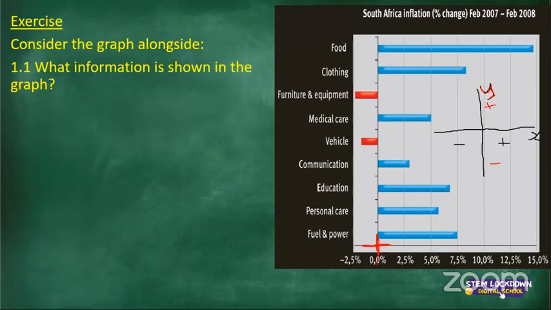Then now, what information is shown in the graph? Please type your answers in the chat box or raise your hand. What information is presented to us in this graph here? What can you read from this graph? What can you deduce from the graph?